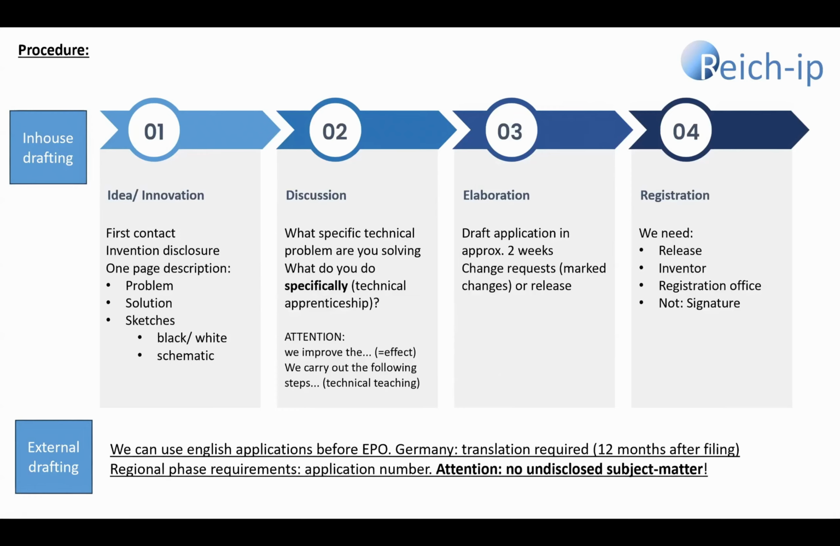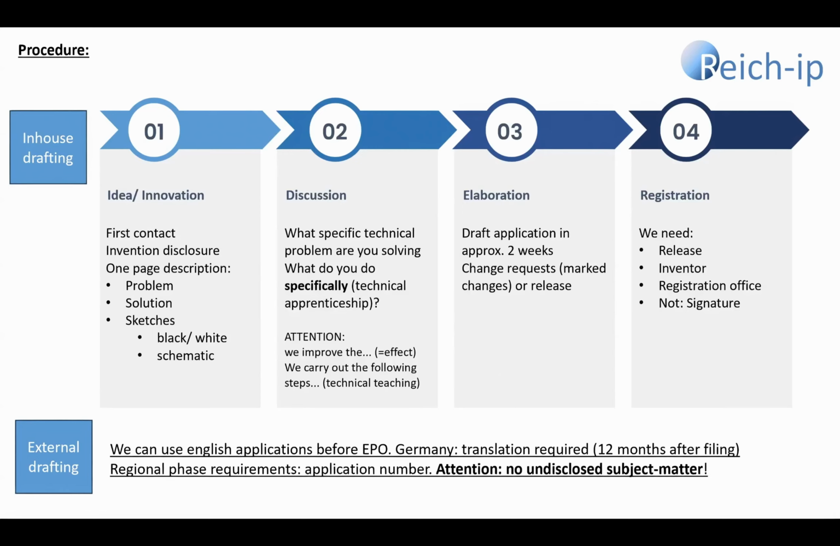And what is the procedure here is that we can use the English applications before the European Patent Office, before the German Patent Office. You have to file a translation within 12 months from the filing date. So, what do we need for original phase entry? Just the application number. And what I'm always very much aware of is to avoid undisclosed subject matter.